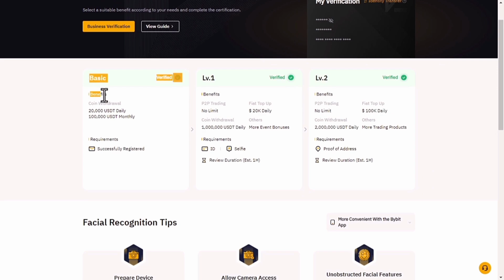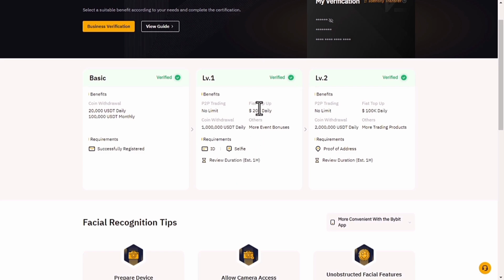So the basic benefit is just coin withdrawal. If you already have a coin on the platform, you can withdraw up to 20,000 USDT daily and up to 100k monthly. But with level 1, the benefit is you can do P2P trading, peer-to-peer. You can buy and sell assets with your fiat or bank card, which I'm going to talk about later on in this video. Just sell your assets and convert them to fiat.